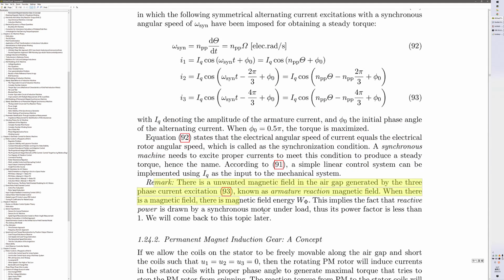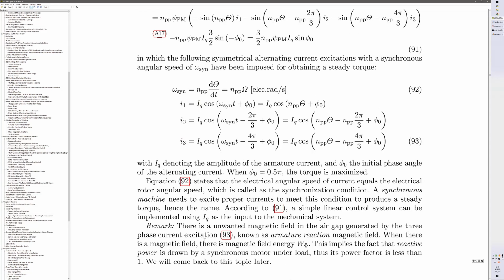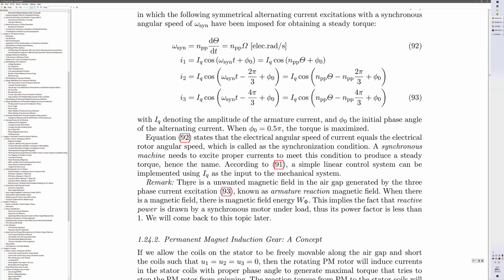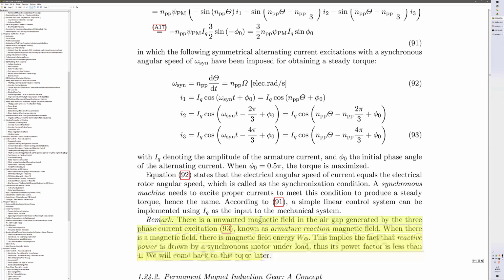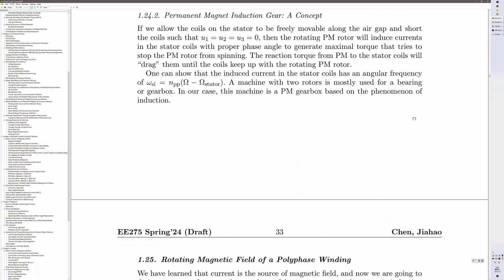One side note here is that when the current exists in the PM motor, it creates some kind of magnetic field. We know that. So the coenergy is a function of the current. That's why we know there's also magnetic energy in the synchronous PM motor, which means our motor has reactive power, and its power factor is less than 1. Yep, we are going to stop here.